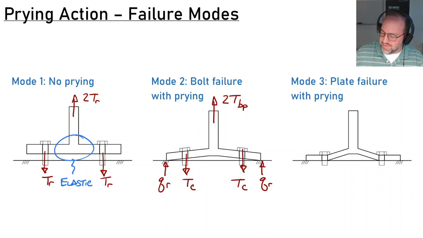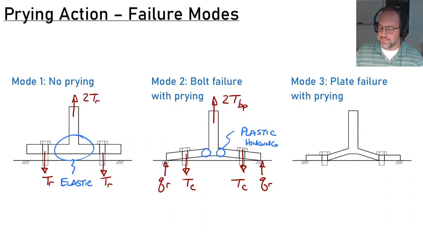And that T sub C is exactly the same T sub C that you look up in table 7-2, and it works both for ASD and LRFD. You are going to include that phi factor or that factor of safety in this number TC. The other thing that's going to be the case is that this is definitely not elastic anymore. So we're going to have plastic hinging right at these locations right here. And that is the location of the highest moment in my plate.